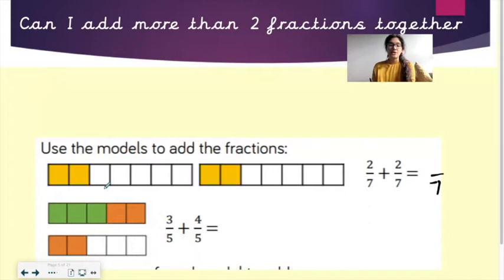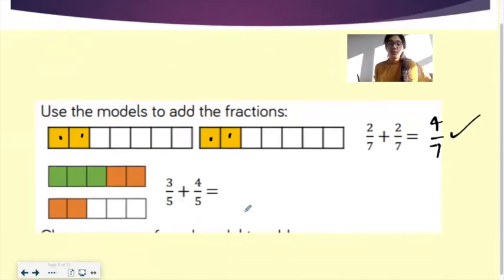All you have to do is, using these bar models, count up how many yellow squares you have, because those are the ones you're adding together. So count the yellow squares for me. You have 1, 2, 3, and 4. So that would be our numerator. And what's our answer altogether? 4/7, 4 out of 7. Let's try the next question.